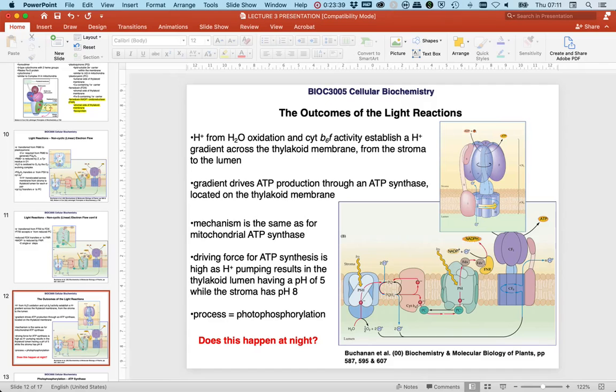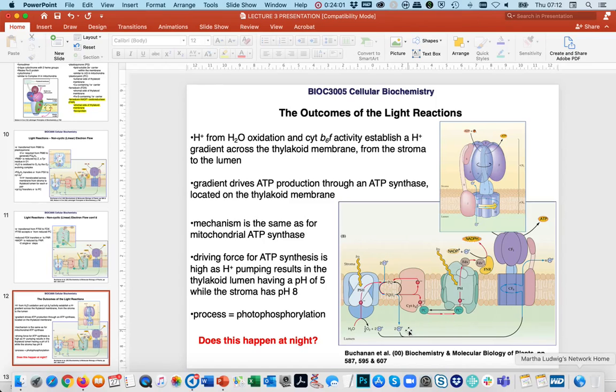So we're seeing a buildup of protons from the oxidation of water and from the activity at the cytochrome b6f part of the electron transport chain. And so this establishes a proton gradient across the thylakoid membrane, where the pH in the thylakoid lumen can be 5 typically, whereas the pH in the stroma is about 8. So a 1,000-fold difference of protons across the thylakoid membrane, a very strong gradient to drive the production of ATP through the ATP synthase. The process is known as photophosphorylation, to distinguish it from oxidative phosphorylation that happens in the mitochondria.